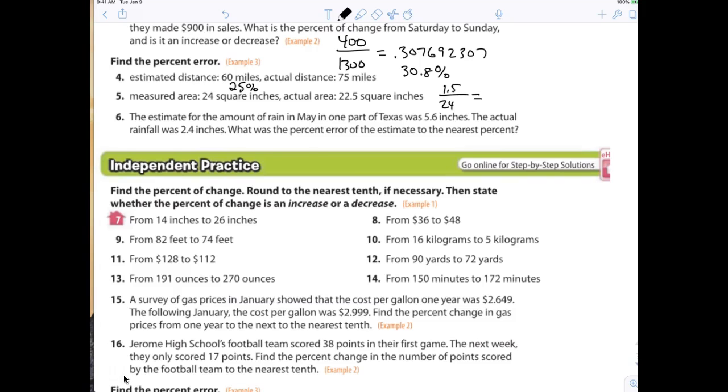Yes. I was about to ask a question. That's good. So it's changed by the actual amount. You only do that when you do what? When it's the percent of error.